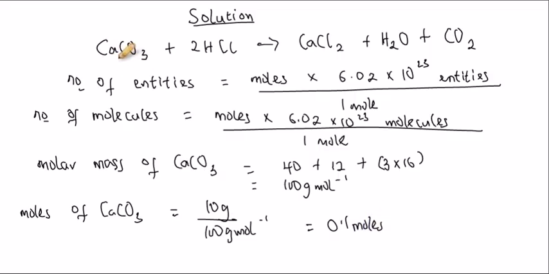Based on the equation above, we have 1 as the coefficient. If 1 mole of calcium carbonate produces 1 mole of carbon dioxide, definitely 0.1 moles of calcium carbonate will produce 0.1 moles of carbon dioxide as well. So I'll just state here that moles of CO2 equals 0.1. Let's see if we get the same value if we make use of hydrogen chloride.